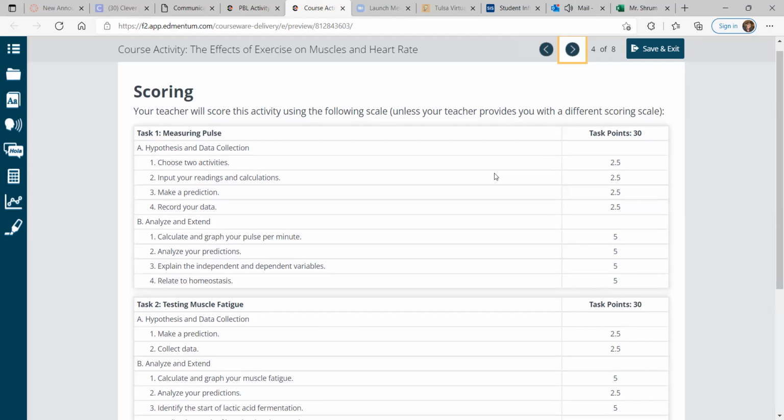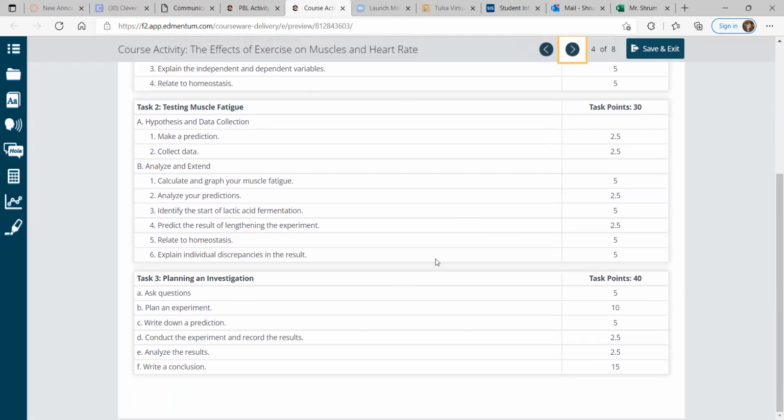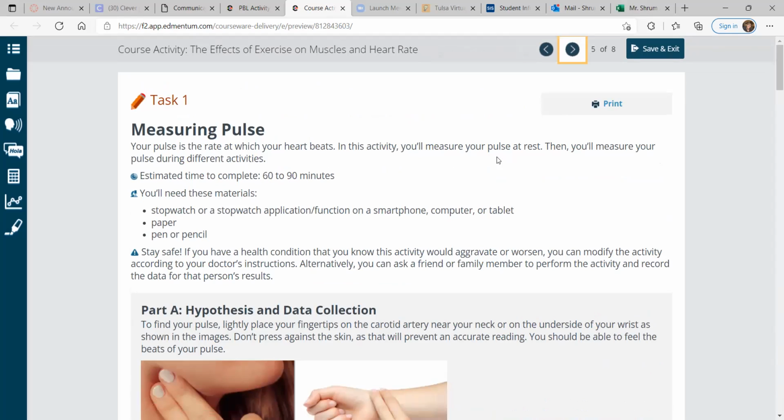So here's our rubric for task 1 and task 2. Task 1 is about measuring pulse. So we're going to come up with a hypothesis, collect some data, choose 2 activities, and then input the readings, calculations, make a prediction, record your data, and then you want to analyze the things after you do the data collection phase. And you'll repeat the same thing for task 2, and then task 3 is something a little different. So I'll explain to you after we do task 1, which is measuring pulse.